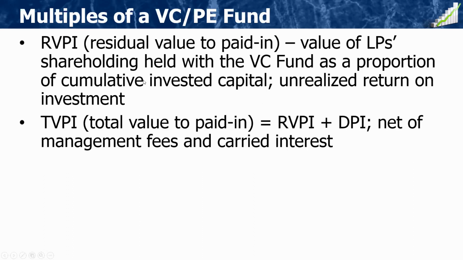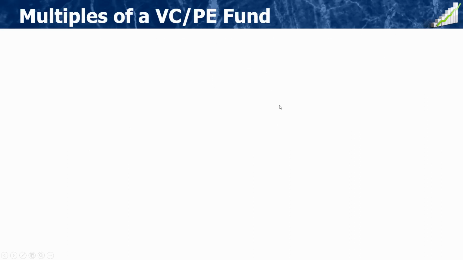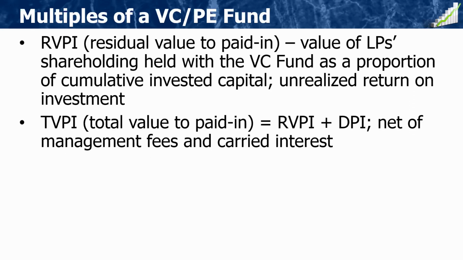There are two other multiples: residual value to paid in and total value to paid in. So residual value to paid in is the value of limited partners' shareholding in the fund as a proportion of cumulative invested capital. So actually, this part, RVPI, is an unrealized return on investment, right? Remember, DPI is realized, RVPI is unrealized, and TVPI is total value. It's realized plus unrealized. And it's net of management fee and carried interest.